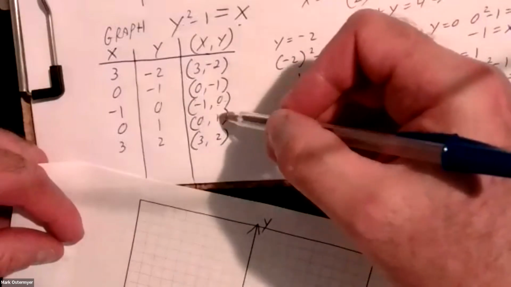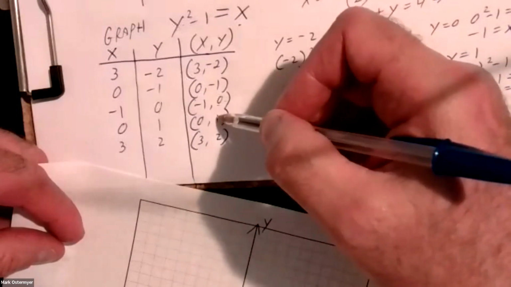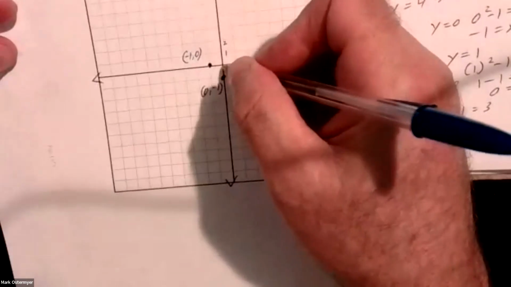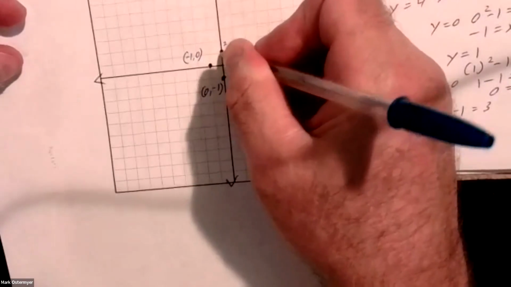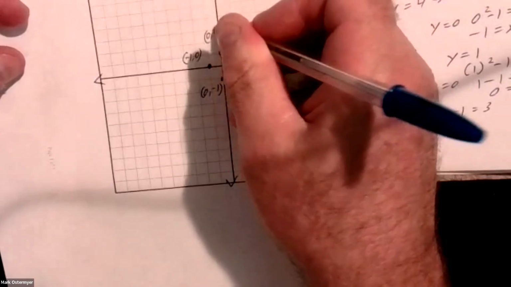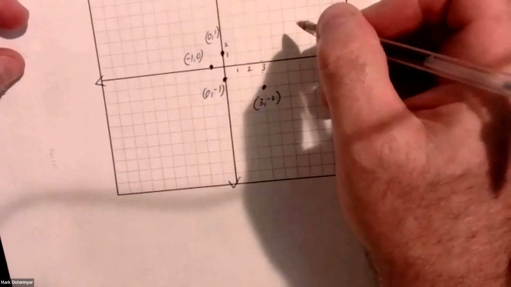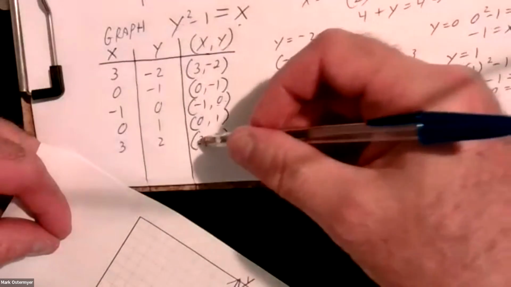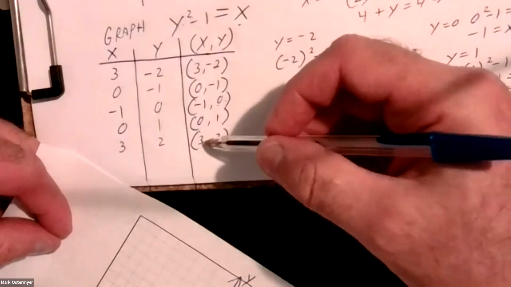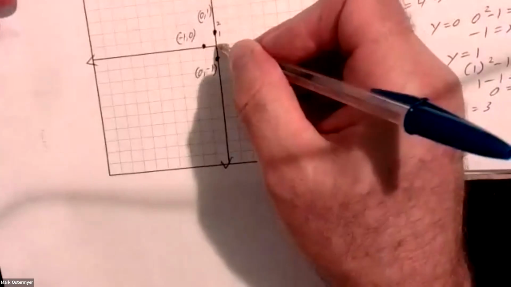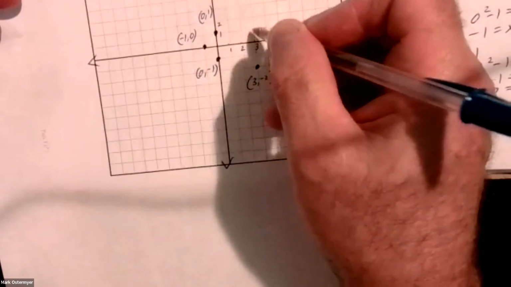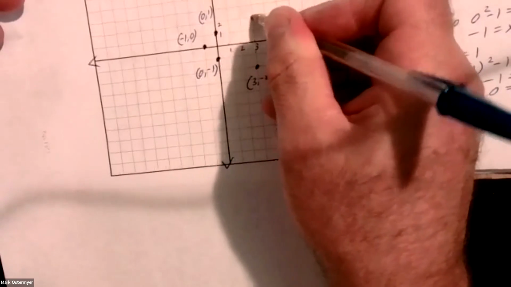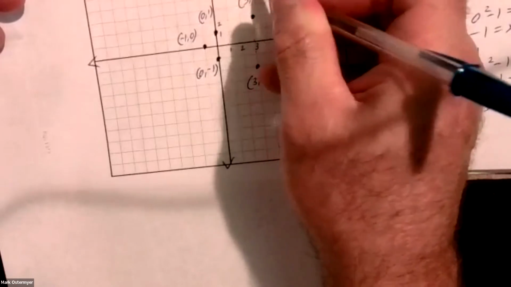And then plotting (0, 1), we start at the origin and move up 1 unit on the y-axis, and then we stay on the y-axis. There's (0, 1). All right, plotting (3, 2), we start at the origin, move 3 to the right, and then up 2. 1, 2, 3, now up 2, 1, 2. There's the point (3, 2).